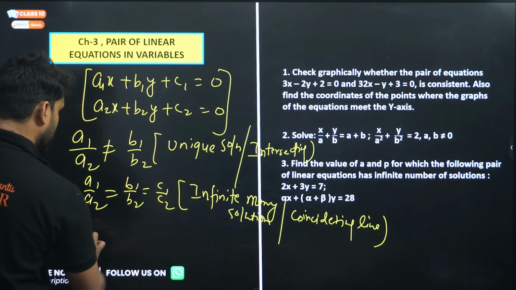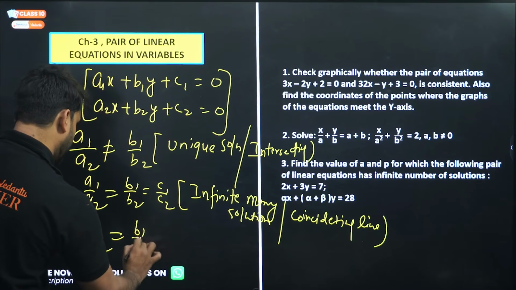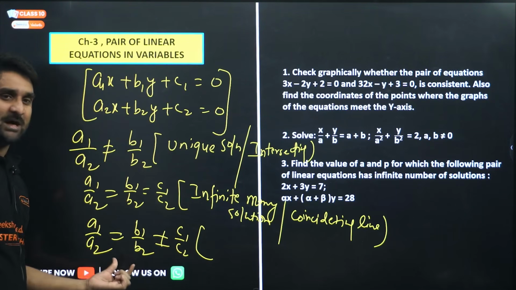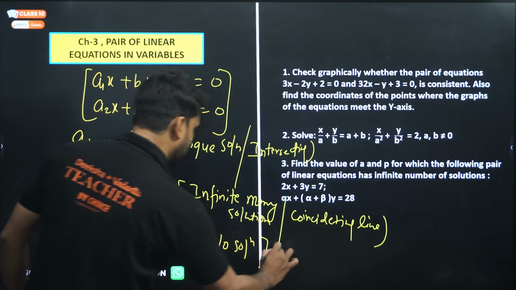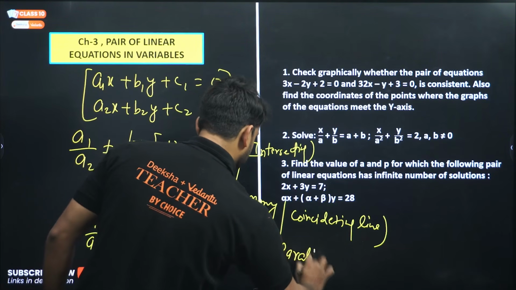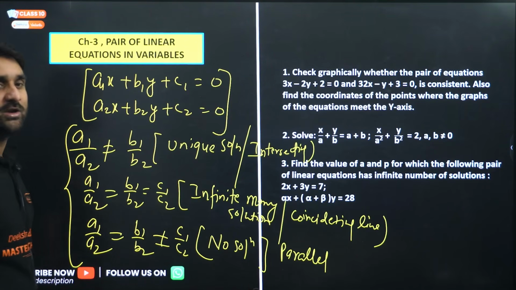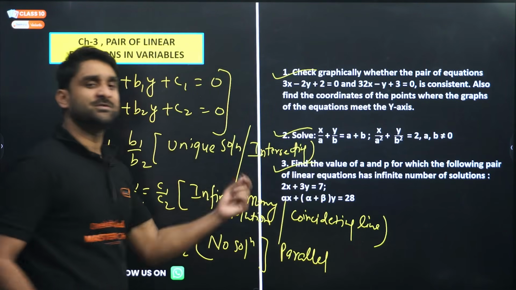Okay. Now, if I talk about a1 upon a2 is equal to b1 by b2 but not equal to c1 by c2, if this situation arises, it means that no solution will be there, and on the graph parallel lines will be there. So in this chapter, this is very important: comparison of coefficients of the linear equations in 2 variables, and 3 questions for you all. Come on, go and practice these questions for you.